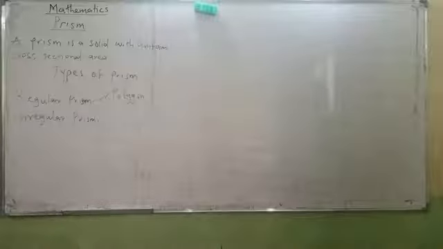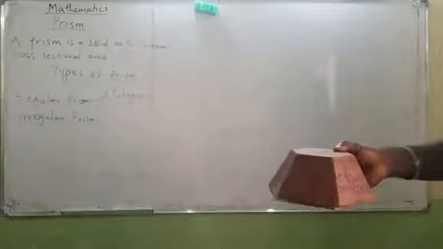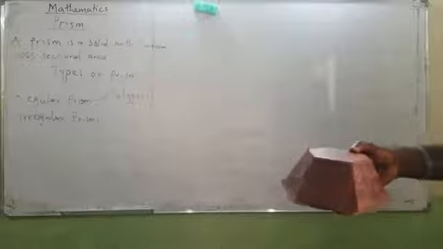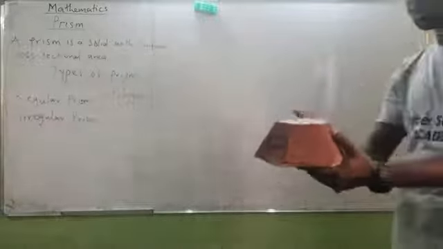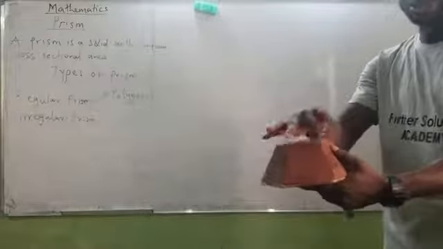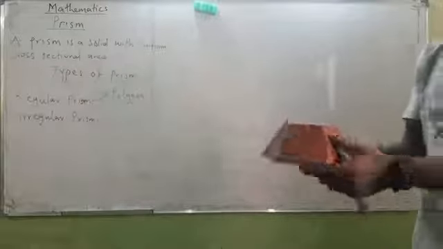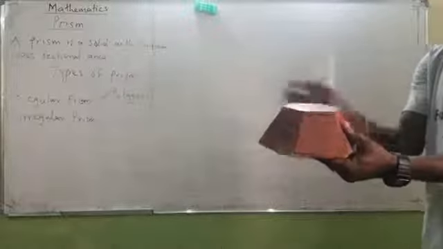Another thing I want you to understand is another prism. Look at this prism now. This is another prism. Can you see 1, 2, 3, 4, 5, 6? These are 6 edges, so it will be called a hexagonal prism. It's a hexagonal prism because it has 6 edges. That is a hexagonal prism. Now, this is a hexagonal prism. These faces, what are they?